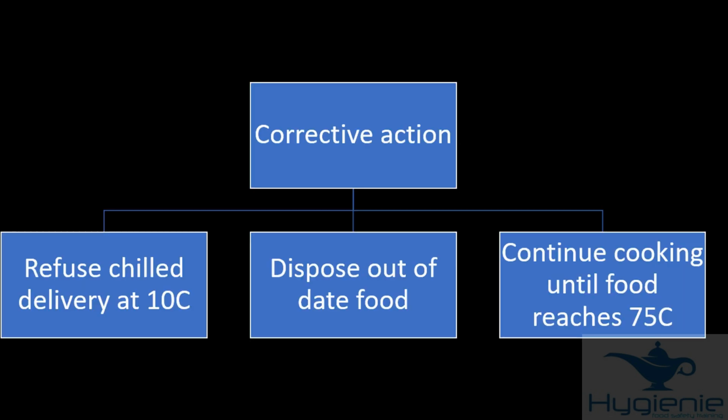Examples include refusing a delivery at 10 degrees or anything above 8, disposing of out-of-date food, and continuing cooking until food reaches 75 degrees.